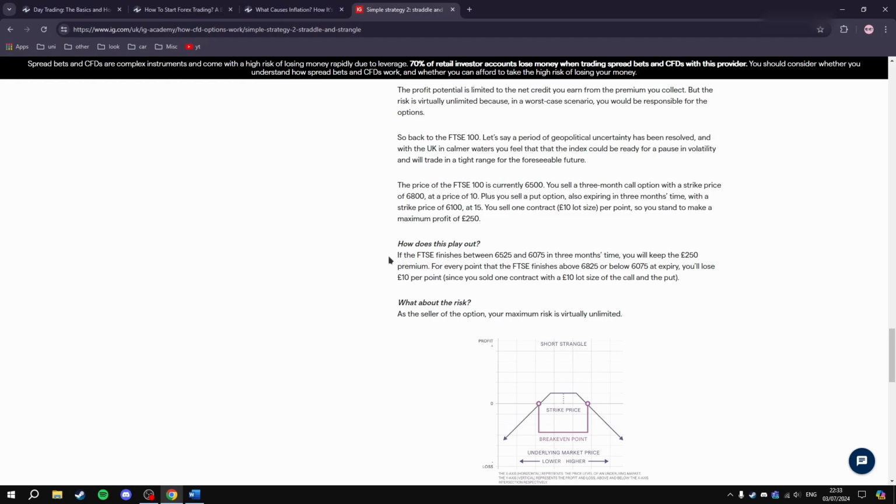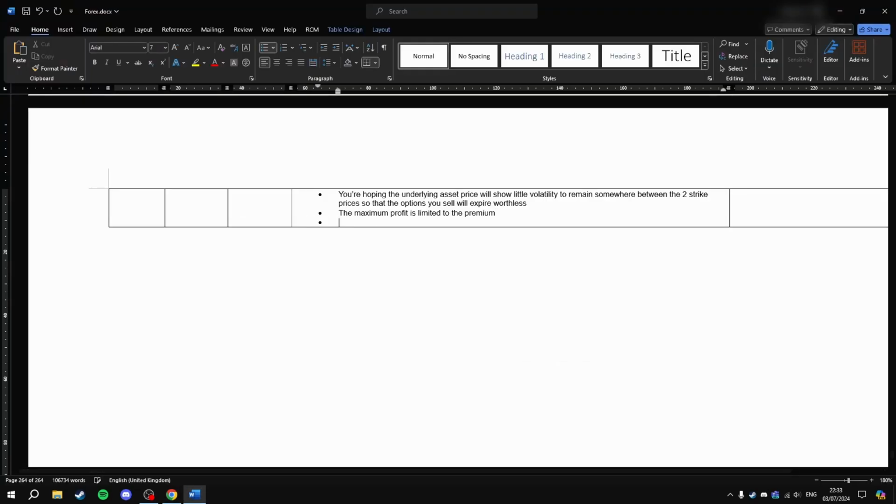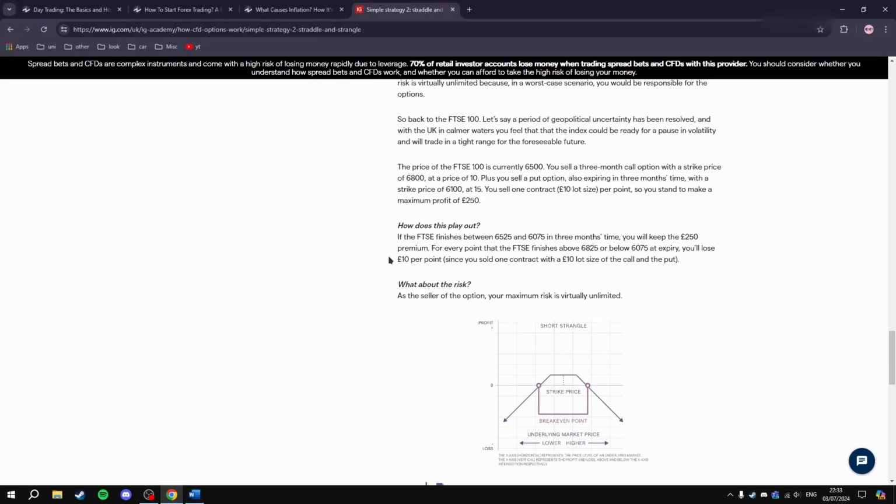The risk potential is limited due to the net credit you earn from the premium you collect, but the risk is virtually unlimited because in a worst case scenario you would be responsible for the options. The maximum profit is limited to the premium. The risk is theoretically unlimited.